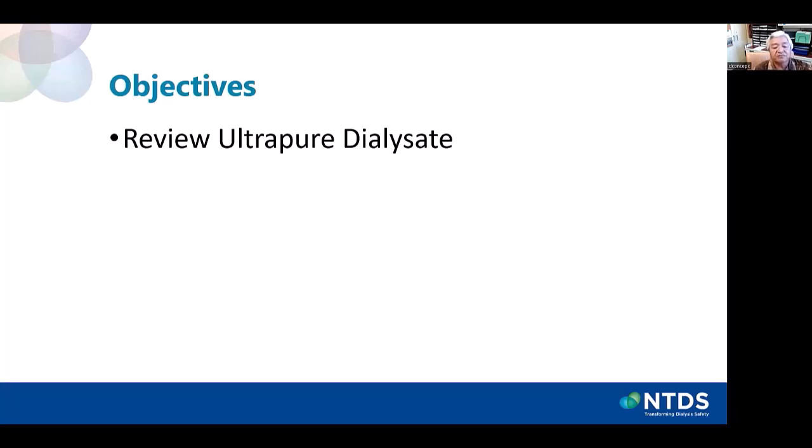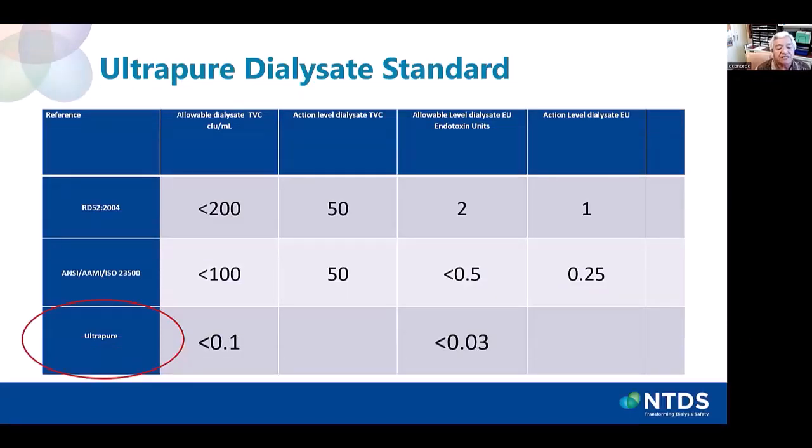The ability to provide ultrapure dialysate is available in today's current technology. According to the International Standards Organization and the AAMI standards, dialysate is classified as ultrapure when the total viable bacteria count is less than 0.1 CFU per ml and the endotoxin content is less than 0.03 endotoxin units. As you can see, it is definitely a lot more pure than the standard dialysate of less than 2 endotoxin units that our current dialysate regulations require.